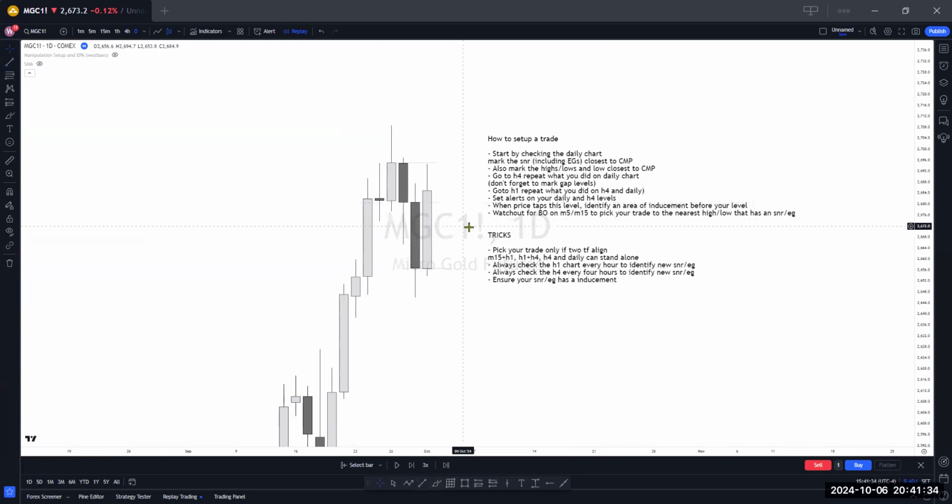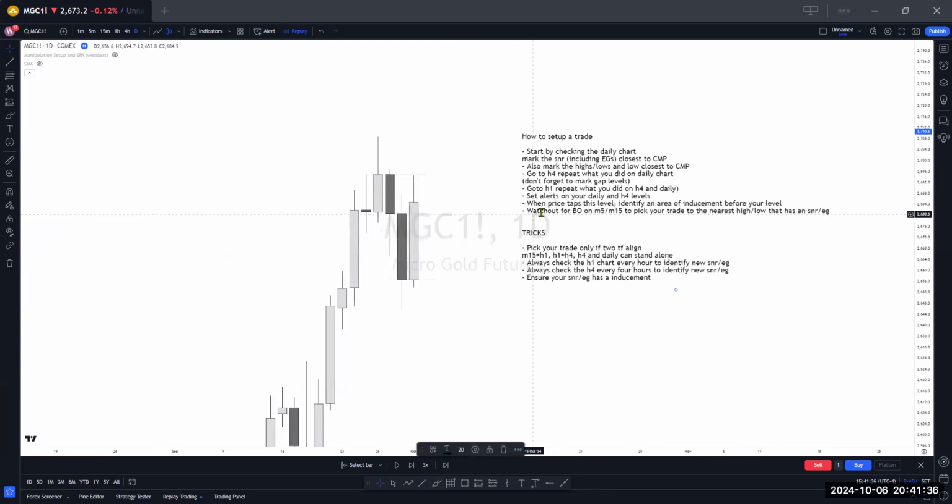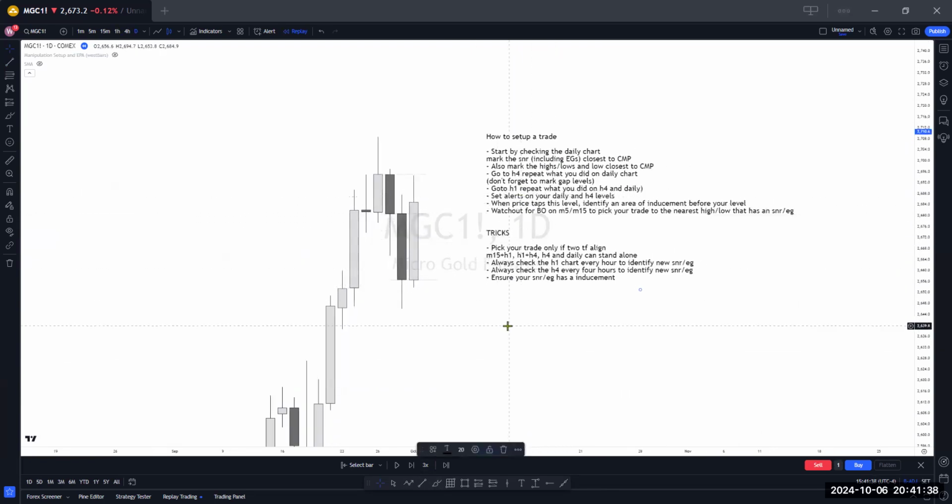Okay. And as much as possible, as an SNR trader, it's likely your chart is going to get very crowded. So try not to use too many colors so you don't get irritated, because someone like me usually gets irritated like that. So again, start by checking the daily chart, mark the SNR including EGs closest to current market price. So we've marked the SNR, we've marked the EGs. Okay, this is also close. So we see this reaction here.